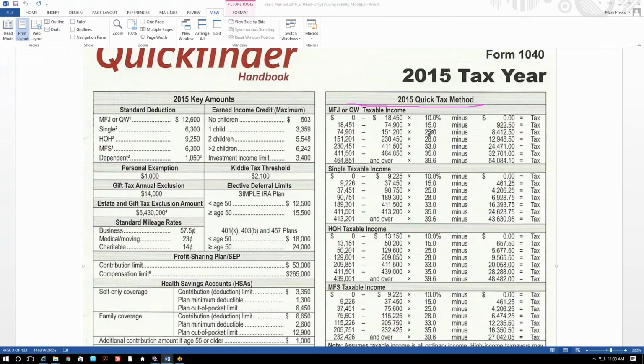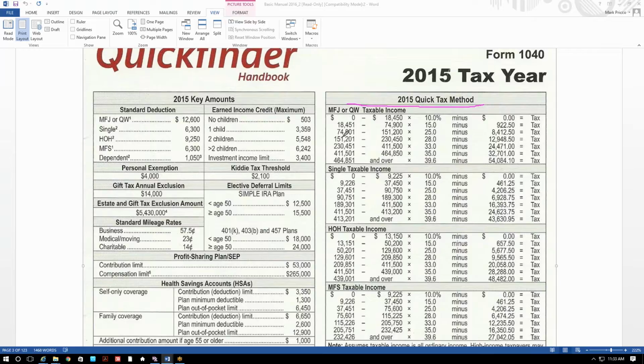And a lot of times, if they owe money, I can just show them the front cover of the Quickfinder and show them what tax bracket they went into. That typically answers a lot of their questions because they're used to carrying the tax table that they're in.